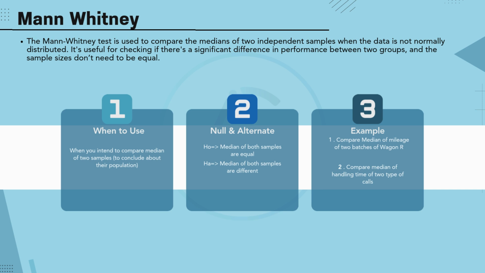Purpose of the test. The Mann-Whitney test is especially helpful when comparing the medians of two independent samples. It's a good alternative when the assumptions for a two-sample t-test are violated, such as non-normality or ordinal data. Unlike parametric tests, this method does not require equal sample sizes and is based on ranking the data, not the actual values.